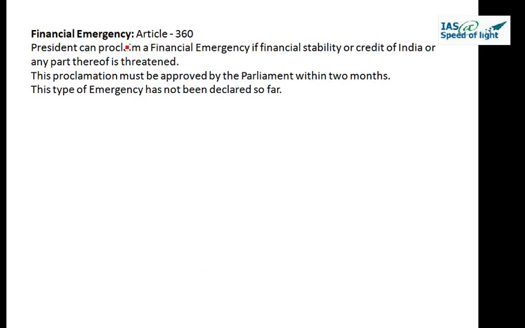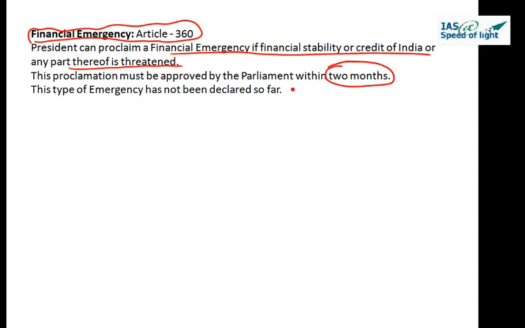And the third type of emergency, we are discussing the emergencies, is financial emergency, which is in Article 360. The president can proclaim a financial emergency if the financial stability or credit of India or any part thereof is threatened. And this proclamation must be approved by the parliament within 2 months. And this type of emergency has not been declared so far, we know that. So here also it has to be approved within 2 months. So these are the important factual information, you just note it down.